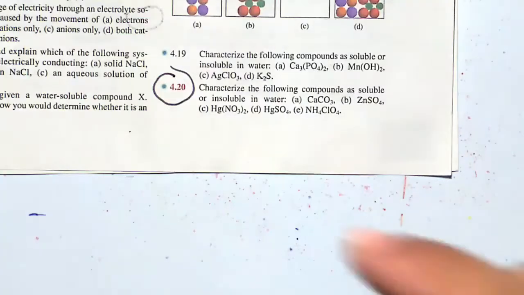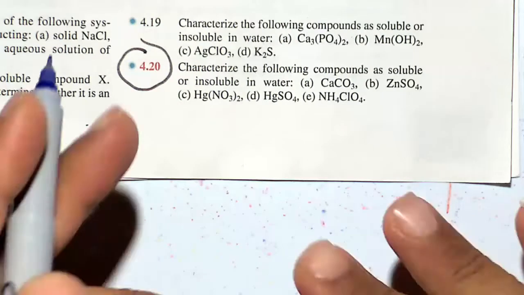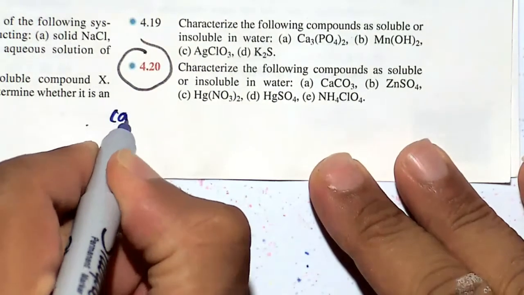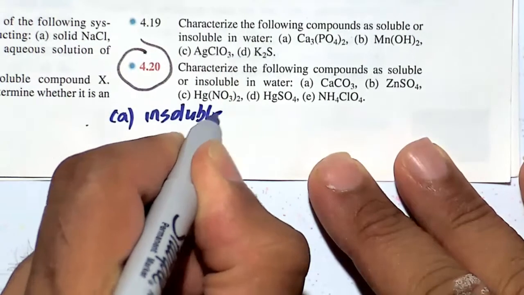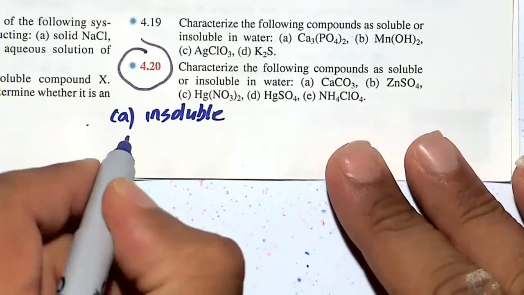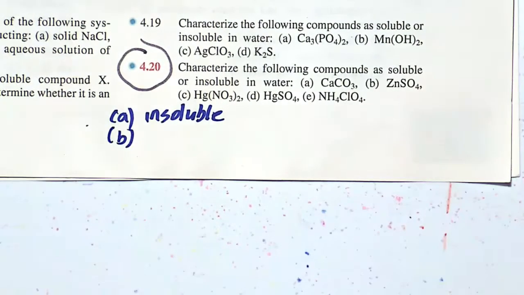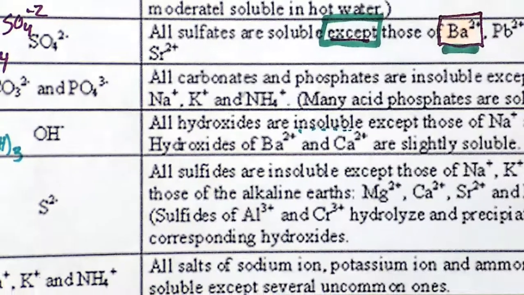And the problem is telling us calcium. So calcium carbonate is insoluble. So that's the answer to part A. You would expect calcium carbonate to come out of water and not be soluble in water. All right, our next item here are the sulfates, particularly zinc sulfate.